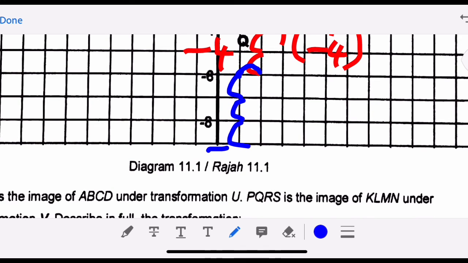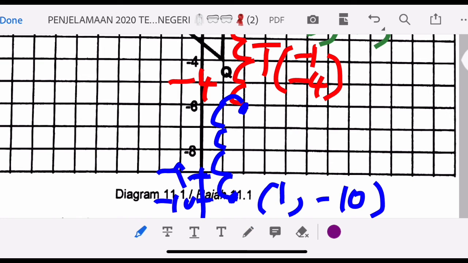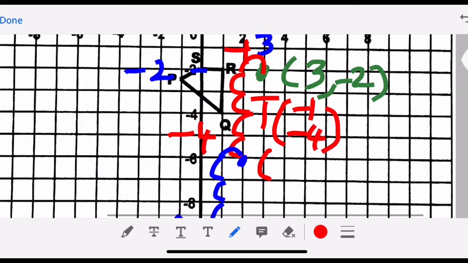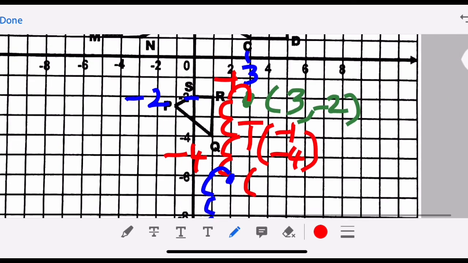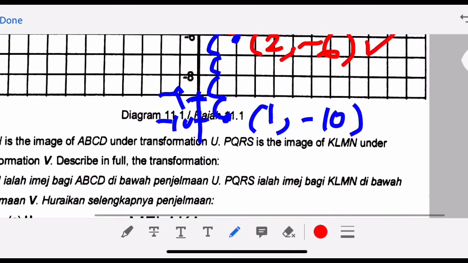Now we do another one, another time -1, 1, 2, 3. Oh, not enough, have to go down some more. This is -9, -10. So we are at 1, still at 1, and -10. So that means now we have the first image, which is (2, -6). Okay, this one will have 1 mark.